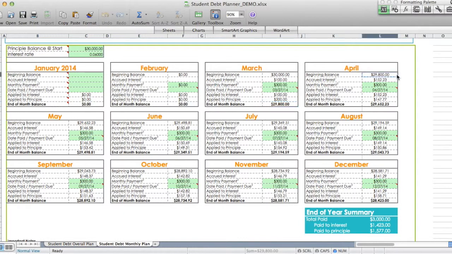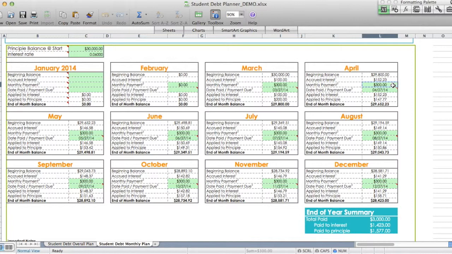The beginning balance, of course, takes your end of the month balance from the previous month. The accrued interest takes into account your interest rate, and it takes into account the date of your last payment. And then it accrues on a daily basis. Your monthly payment, I just assume that you would make the same payment each month. If this is not the case, you can always change.